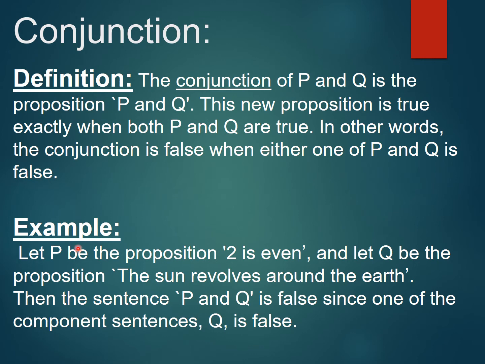Let us consider an example. Let P be the proposition 2 is even, and let Q be the proposition the sun revolves around the earth. Then the sentence P and Q is false. Why? Because 2 is even, the P proposition is true, and the other Q proposition, the sun revolves around the earth, is false. As one of them is false, the sentence P and Q is false, since one of the component sentences, Q, is false. So conjunction will be false if any one of them or both are false.